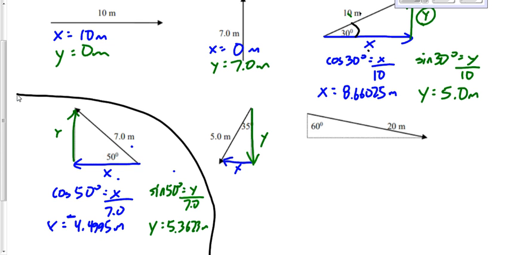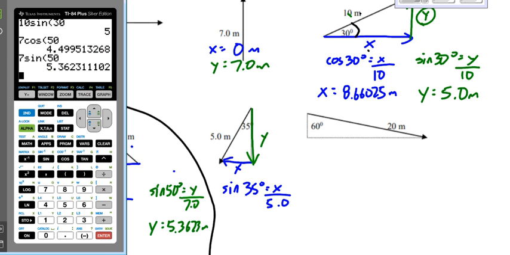Next one. X component is which side of this triangle? It's opposite. It's not touching the angle, right? So it's opposite. Which trig function goes with opposite and hypotenuse? Sine. So we used cosine for x component twice. Now we're going to use sine for x component. Sine 35 degrees is equal to opposite over hypotenuse. On our calculator, let's say 5.0 sine 35 gives us a value of 2.8679.